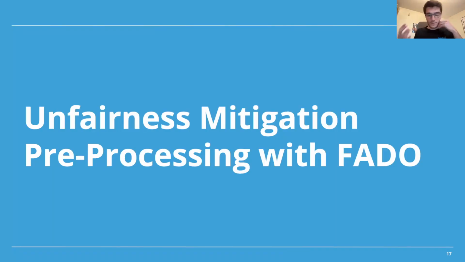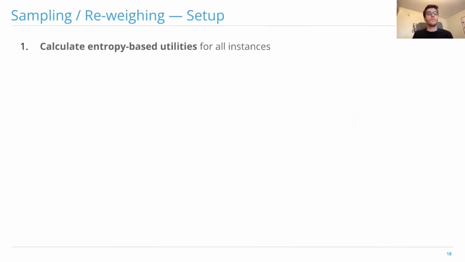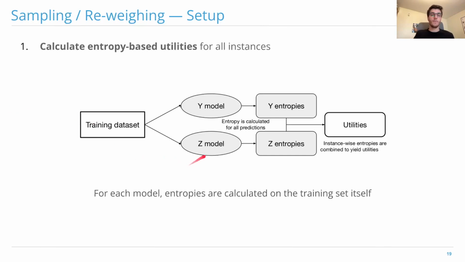And so we can take this framework and apply it in an unfairness mitigation application. We follow these steps. We take our real-world bank account fraud dataset. There are more details about it in the paper. We first calculate entropy-based utilities for all training instances. We do so by creating a model to predict z and a model to predict y. We train them on the training set and obtain entropies for the instances in the training set. And we combine them in, for example, a weighted average to obtain our utilities. And these will be our valuations to use afterwards.